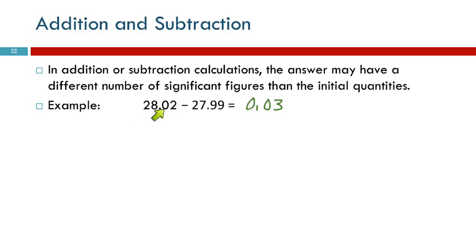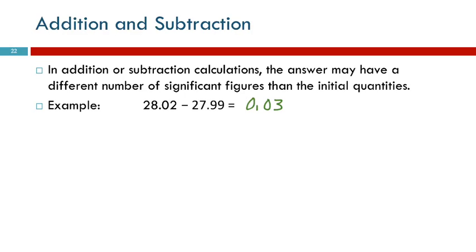So this number has how many decimal places? 2. And this one has 2 decimal places, so my answer should have 2. And it does. 2 decimal places. This number has 4 sig figs. This has 4 sig figs. How many sig figs does this one have? 1. Leading zeros don't count. I went from 4 down to 1. It's okay. It happens with adding and subtracting.